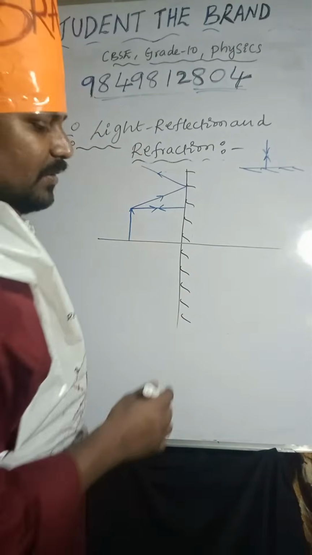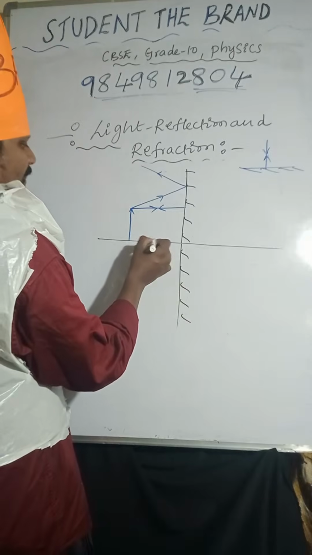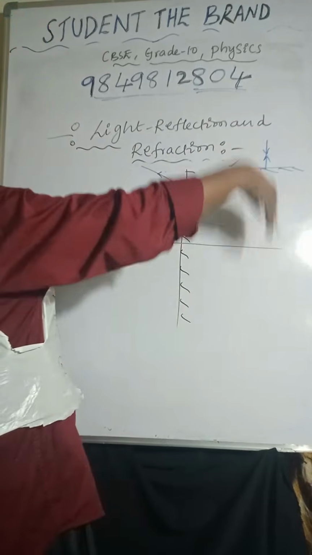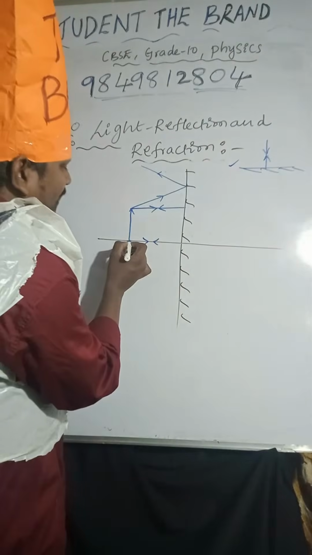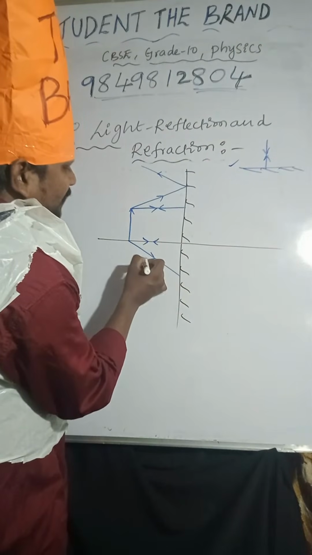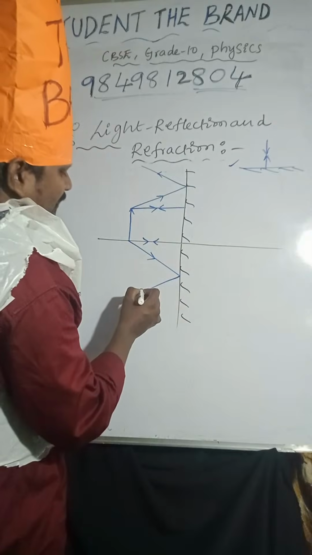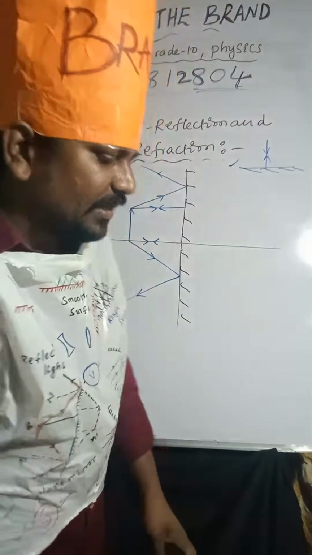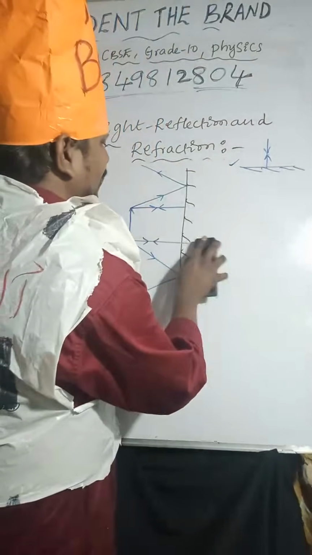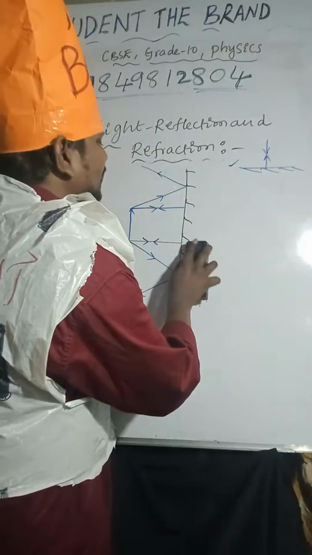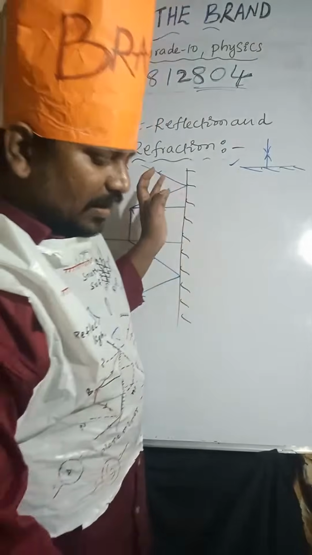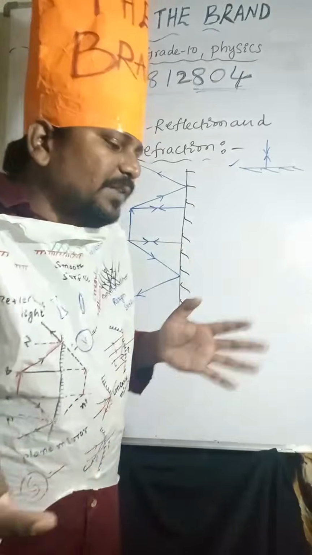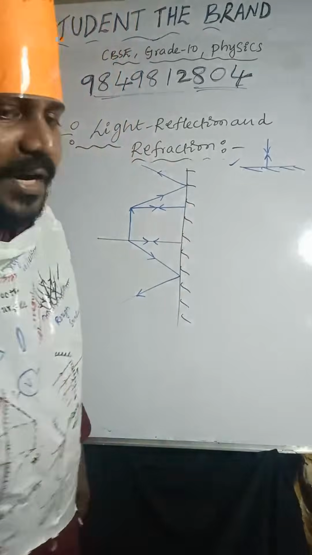Now one more light ray I am taking like this. As I said, same process: if the light ray is passing along the normal line, it reflects back. Here also, this is the incident ray, reflected ray, and this one is the incident ray, reflected ray. Now we have to extend the reflected light rays. The extended reflected light rays are meeting at one point.